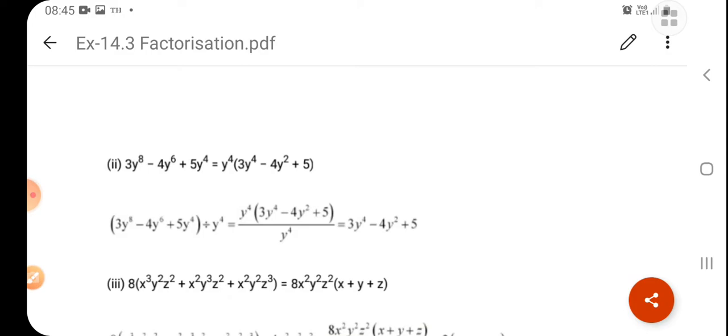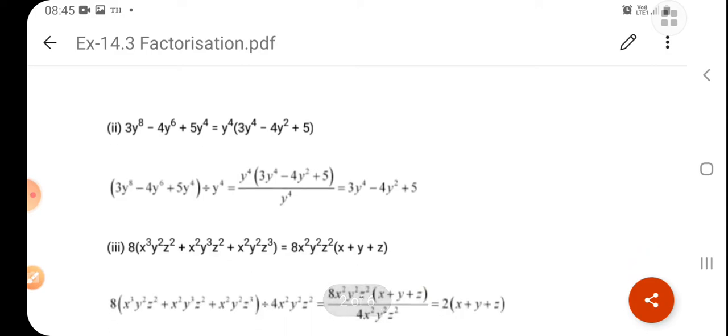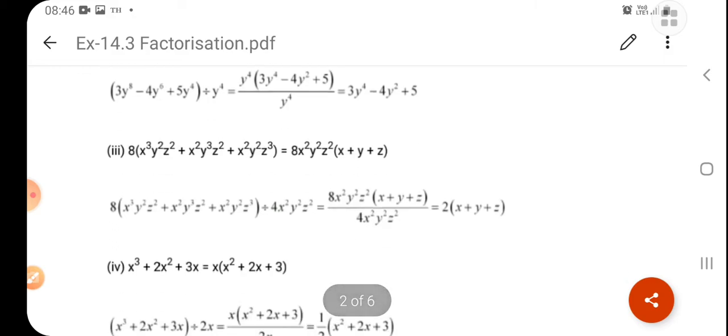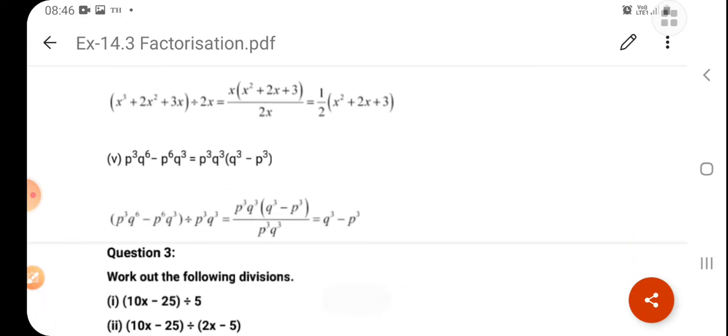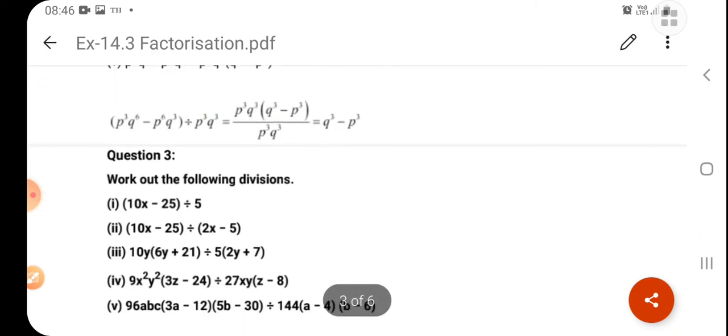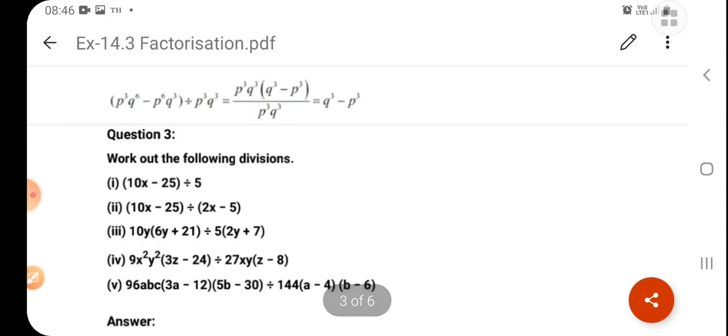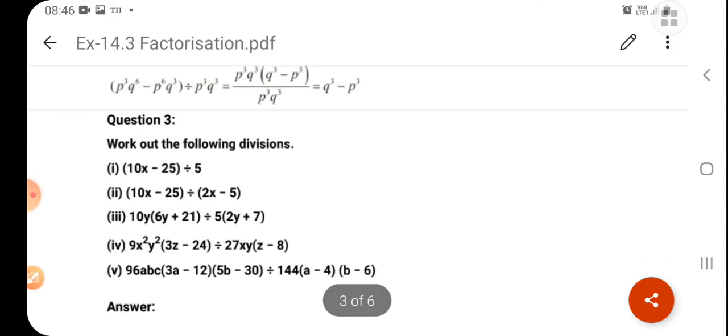In the same manner we will take the common term out and the remaining terms in the bracket. After taking the common out, our denominator will get cancelled out from our numerator. Y to the power 4 and y to the power 4 will get cancelled out, and the remaining term is our answer. Same method we will apply in all the questions. We take the common terms and the remaining terms in the bracket, get cancelled out by the denominator, so we get the numerator as the answer.